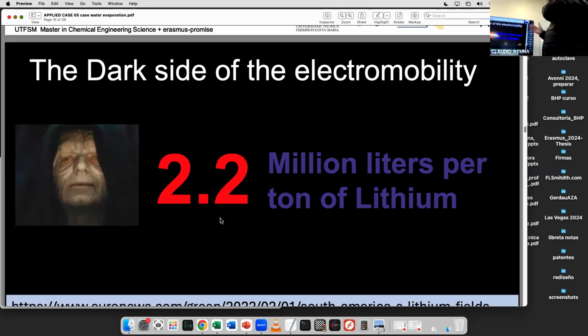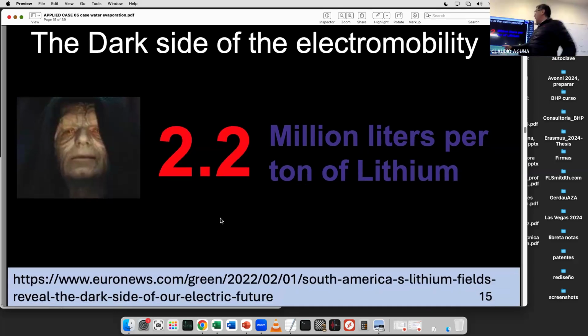The right time. This is called the dark side of electromobility, because you remove 2.2 million liters per ton of lithium. I didn't do the calculation, but it's in this Euronews. You can go there and you will see. Perhaps they are mistaken. I don't care, but the perception of the community is that extracting lithium is bad. And also we need to take care of that. That is the message. Okay? Understand? The sequence of ideas.